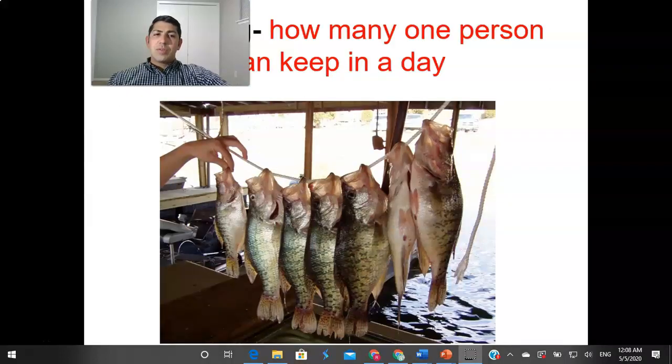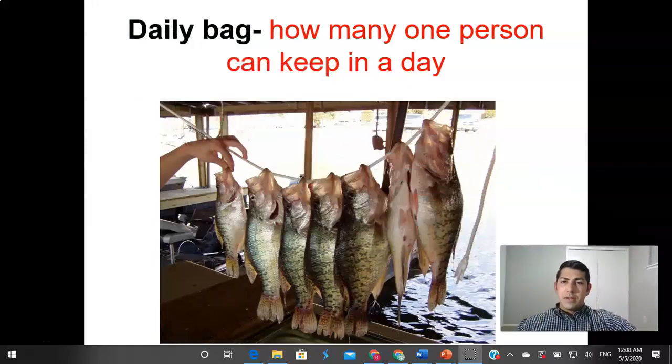All right, so we're going to go over some vocabulary, covering what's important to understand when we're dealing with fishing. One word that you need to know when you're talking about fishing in Texas is daily bag. This is how many one person can keep in a day.